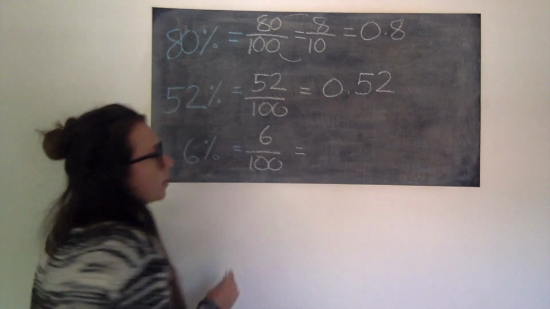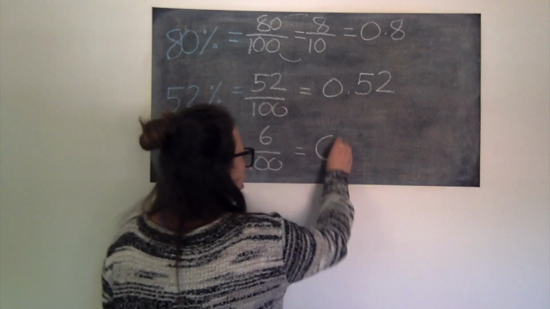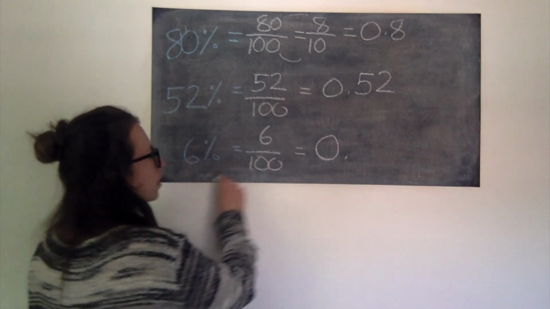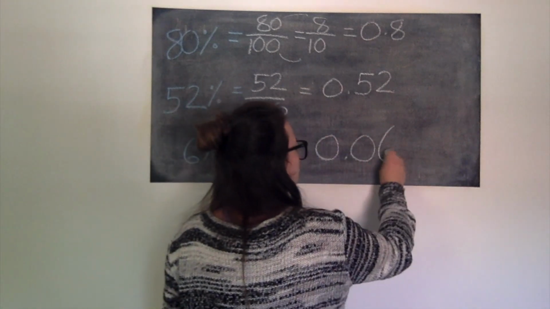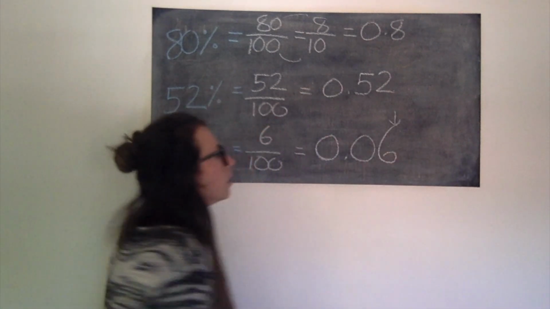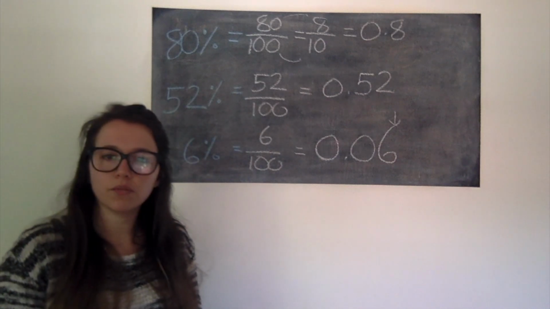Then as a decimal, be careful. You've got no units, no whole numbers, we've got no tenths, but we've got 6 hundredths. So remember that's our hundredths column. So it should be 0.06.